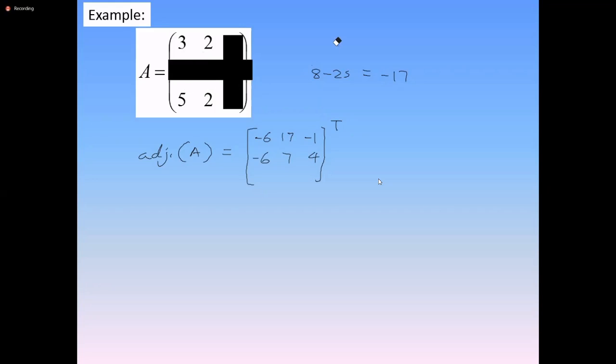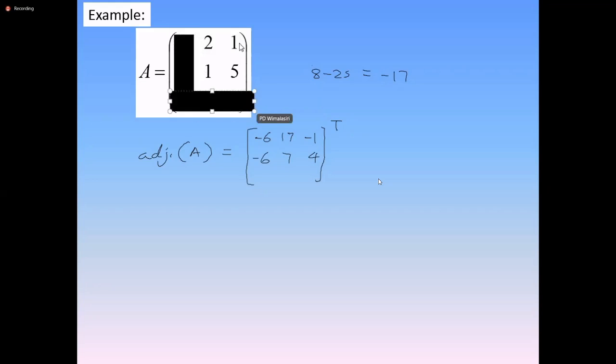Then I will change to the third row, first column. Then 2 by 5 minus 1 by 1, 10 minus 1, 9. So 9 is in a diagonal position, so the cofactor is also the same as the minor. Then go to the next one here.